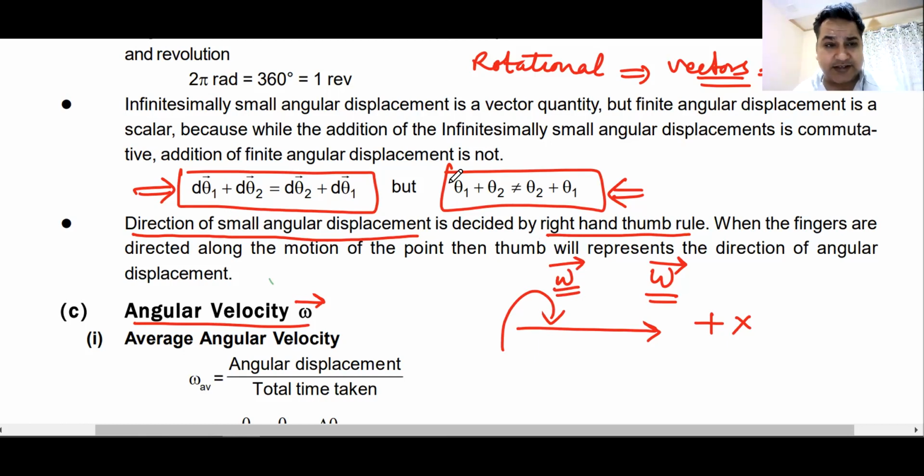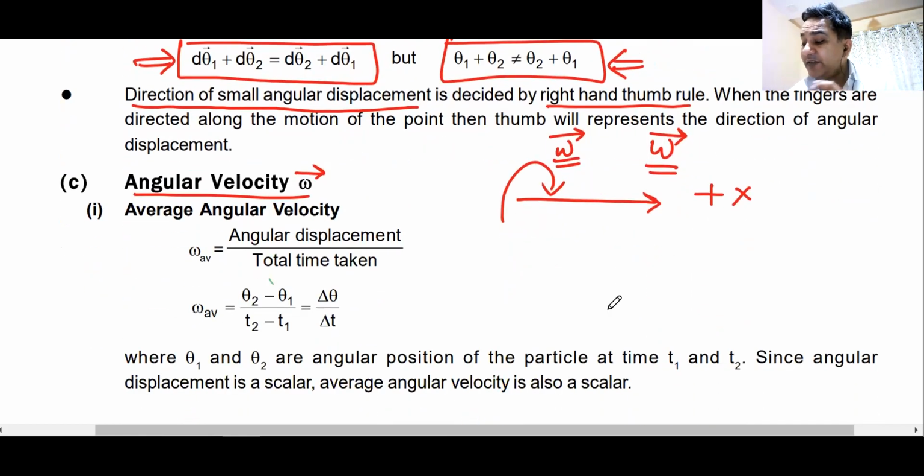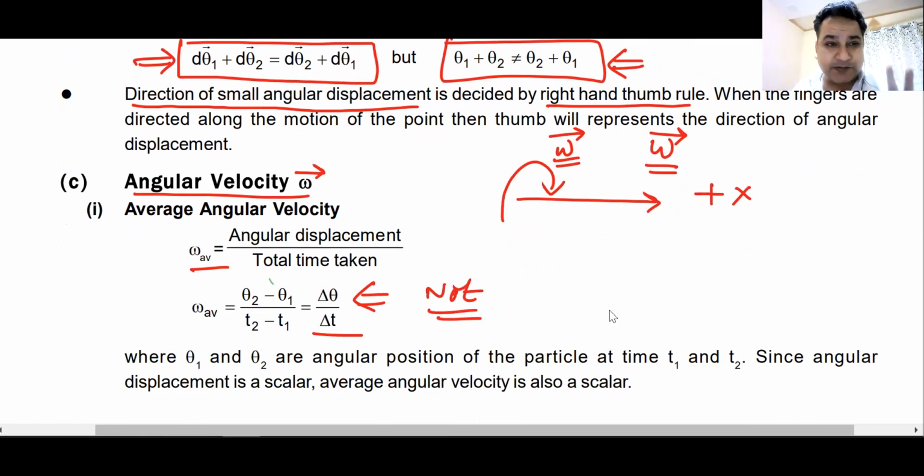Angular velocity or angular acceleration or torque or angular momentum or angular impulse, all these are axial vectors. Their direction is given by the axis. So for angular velocity, you can have average angular velocity, which is total displacement divided by total time. When you're talking about average angular velocity, it's not a vector, because if the displacement is large, in angle, it is not a vector, and hence average angular velocity is not a vector. Average angular velocity is a scalar. Do we understand this? Can I move on?